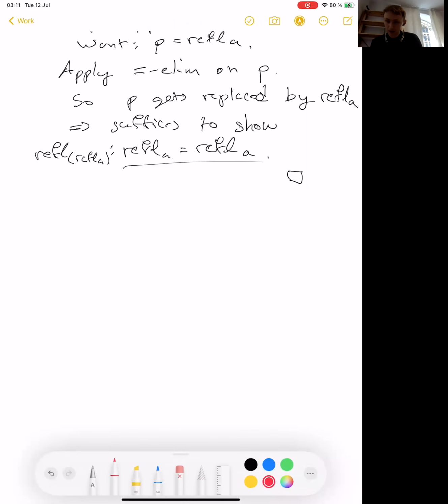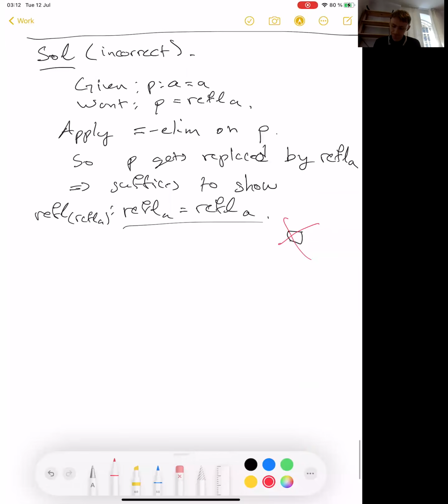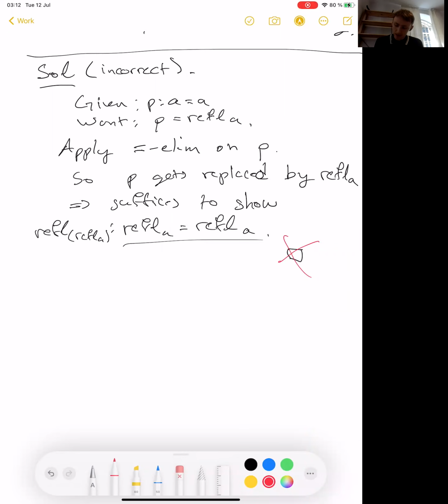Okay, so I got a comment here. The rule for path induction requires a context like a in A, b in A, p : a equals b. And there's no obvious way to extend this to a context like a in A, p : a equals a. Precisely. So this is not correct because we were not allowed to apply path induction here. And the point was that this second argument here, the endpoint, is definitionally the same as the first point.